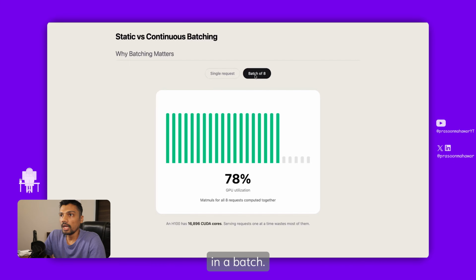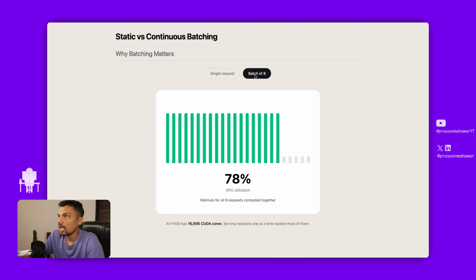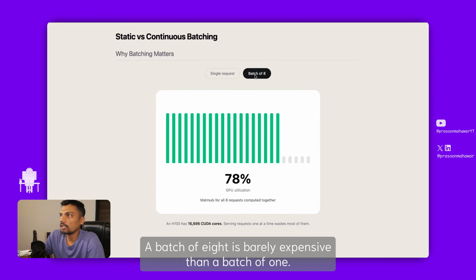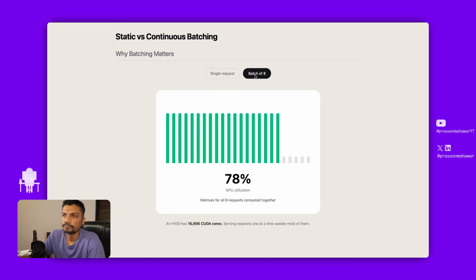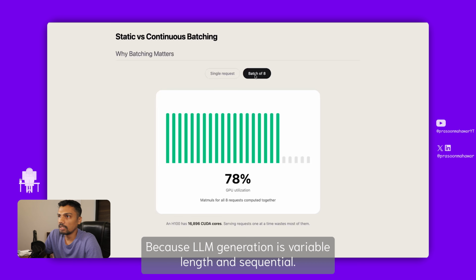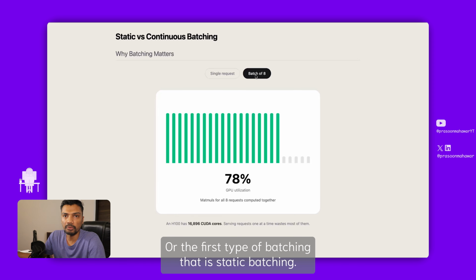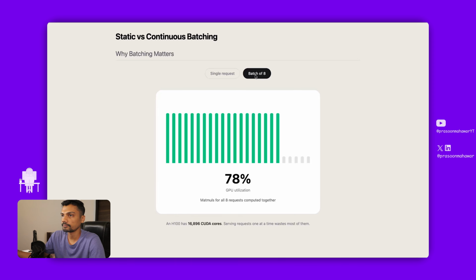In a batch, the matrix multiplication for all requests can be computed together. A batch of 8 is barely more expensive than a batch of 1. So why isn't this solved? Because LLM generation is variable length and sequential. So let's now understand the first type of batching, that is static batching.